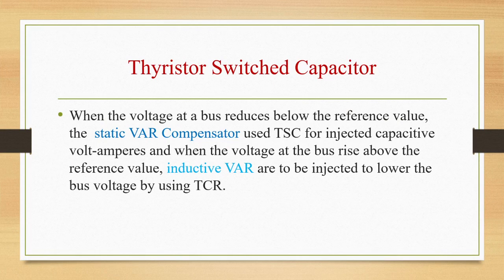When the voltage at a bus reduces below the reference value, the static VAR compensator uses TSC to inject capacitive volt amperes, and when the voltage at the bus rises above the reference value, inductive VAR will be injected to lower the bus voltage by using TCR.